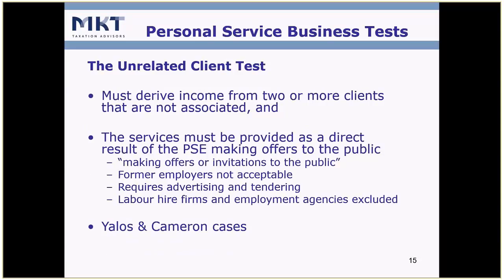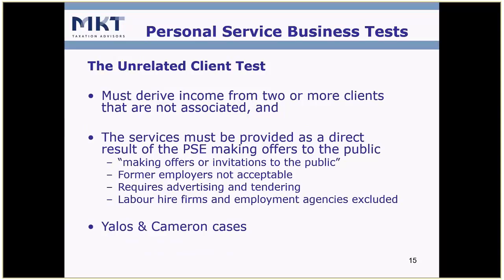The unrelated client test says, firstly, you must derive income from two or more clients that are not associated. Now you say, didn't I just pass that test? Well, no, you didn't. The difference in this test is the two or more clients can't be associated. Strangely, with the 80% test, those two clients could be associated. So you could do 60% of your work for Wesfarmers and 40% of your work for Coles and get through the 80% test. But Wesfarmers owns Coles, so you wouldn't get through the unrelated clients test.